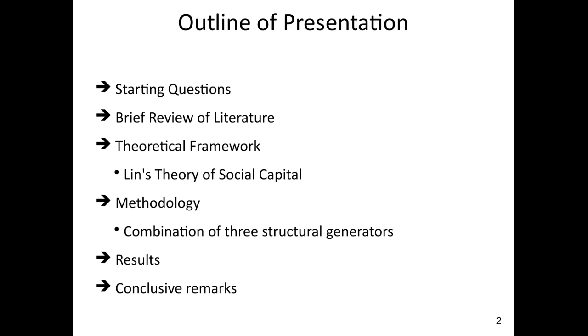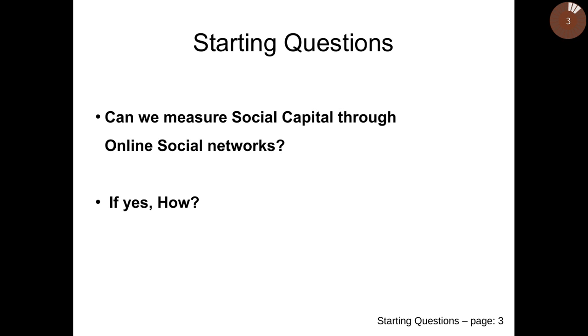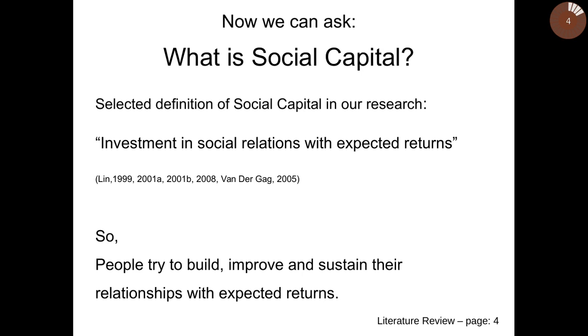The starting question was, can we measure social capital through online social networks or not? If the answer is yes, how can we measure it through social networks? Because of the different definitions of social capital, my selected definition in this research is Nan Lin's definition based on social resources theory: that people try to build, improve, and sustain their relationships in order to gain expected returns. So the definition is investment in social relations with expected returns.